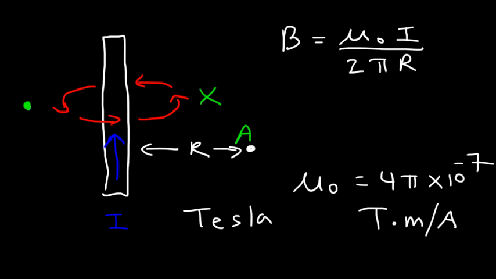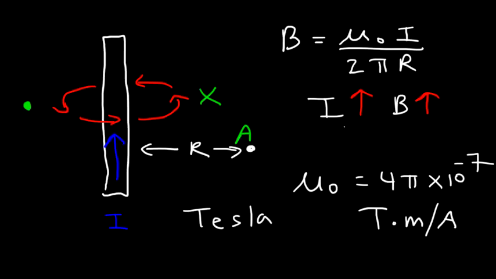Now notice that the current and the magnetic field are directly related. If you increase the magnitude of the current, the strength of the magnetic field generated by this wire will increase as well. A reason for that is because the current is on the top of the fraction. Whenever you increase the numerator of a fraction, the value of the entire fraction will increase.